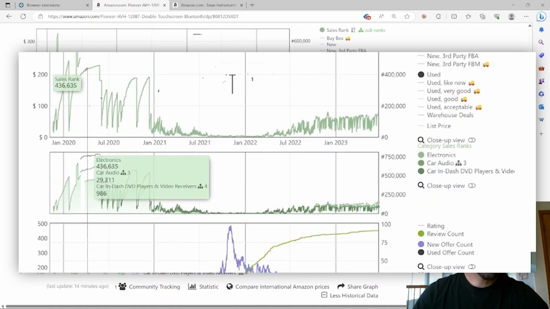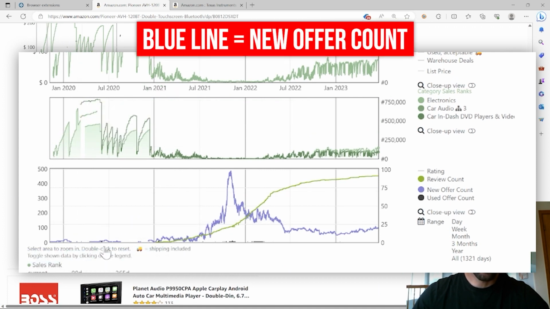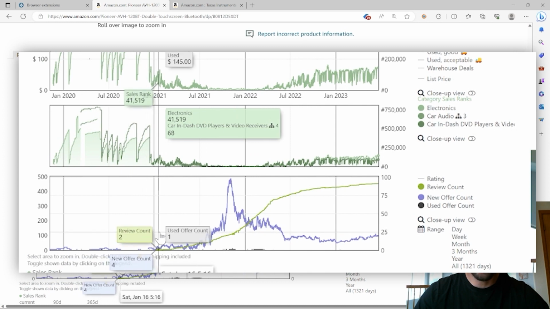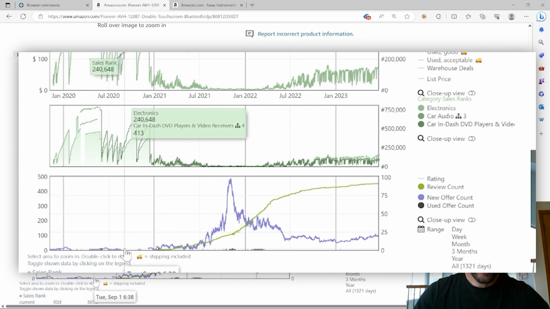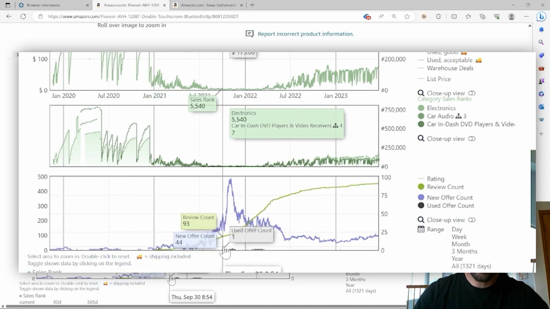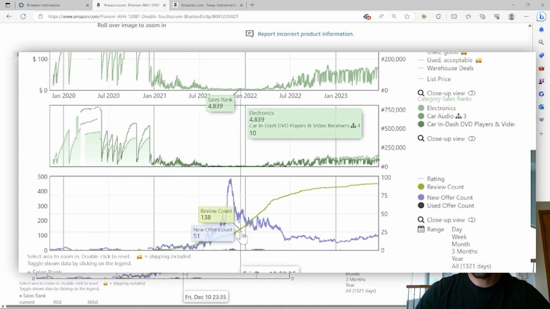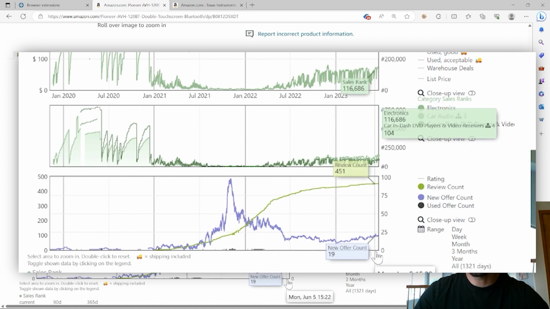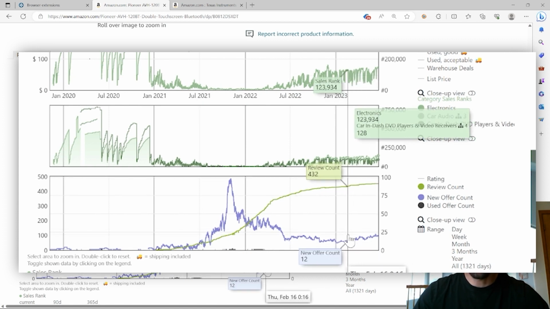Another thing we have right here is on this section, the new offer count. This is how many sellers were on the listing at the time. So at the very beginning, not very many people were on the listing, and there were gaps where nobody was on the listing. And then more and more people came on the listing and it spiked up here at almost 100 sellers. And then it came back down and down and down and has stabilized at around 15 to 20 sellers. Those are two things: sales rank and new offer count.